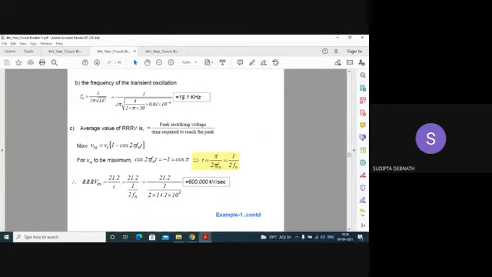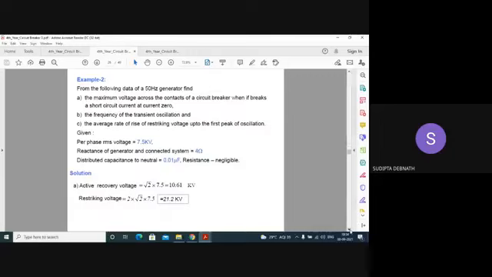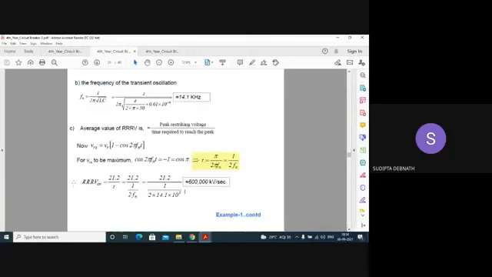Now, the average value of the rate of rise of restriking voltage. They have shown the derivation here, but instead of going through the derivation, you can just put this one: average rate of rise of restriking voltage is twice Vr by pi root LC. You will get the same value. Clear?